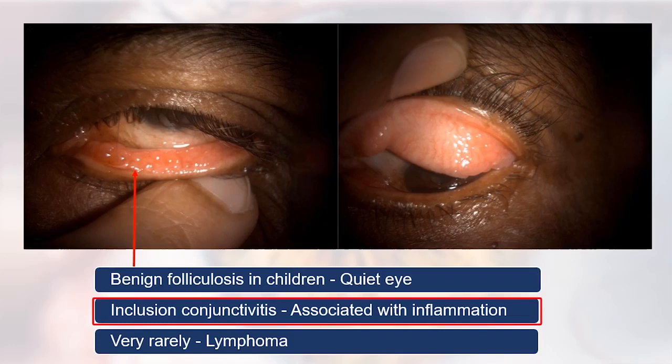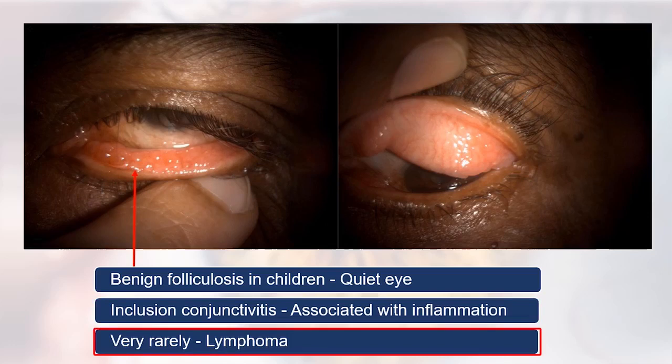Inclusion conjunctivitis caused by Chlamydia trachomatis is usually associated with inflammation and is one of the most important causes that you need to rule out when you see an adult with a follicular conjunctivitis with a red eye, where you need to go ahead and do a conjunctival scraping to look for any inclusion bodies, and also you can isolate the chlamydia in culture or by PCR.